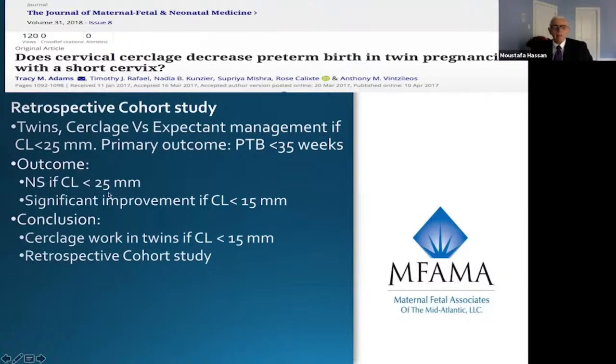Again, the 25 millimeter cutoff was not significant. However, there was a significant improvement if it's less than 15 millimeters. So if you don't like to use the 25, at least use the 15 millimeters. So the conclusion: cerclage works in twins if cervical length is less than 15 millimeters. This was a retrospective study.